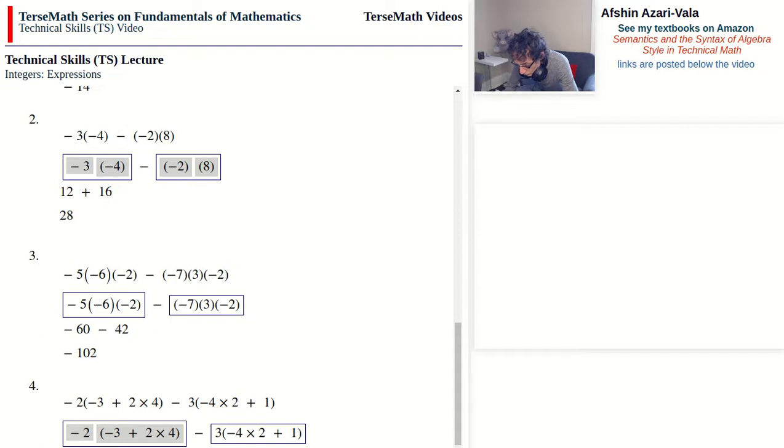And in term number 2, we also have 2 factors. The first one is 3, and then the next one is the bracket.